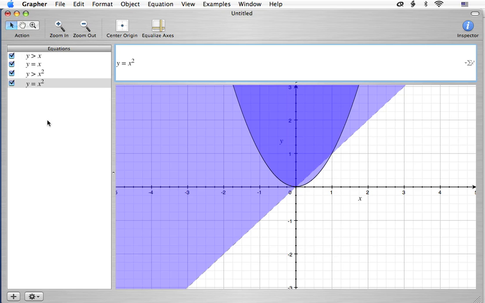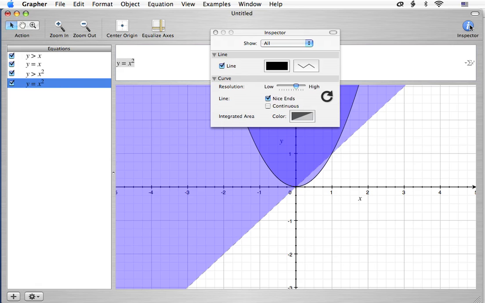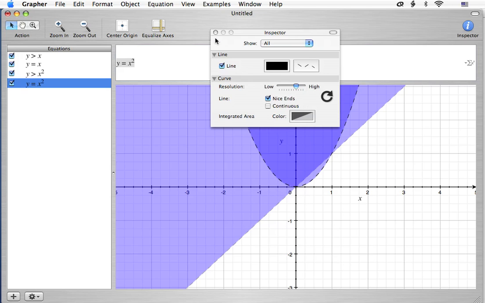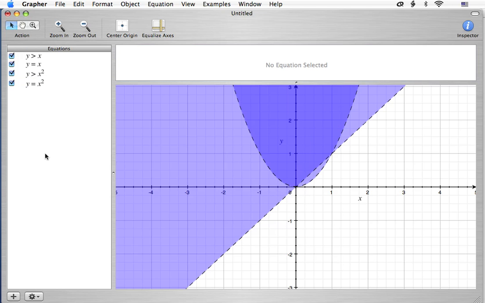Okay. Now, if this was greater than or equal to, that would be fine. If I want to have this just be y is greater than, I can come over here and dash that line. Okay, and there you go. So now we could see that the graphical solution to these two inequalities would be this region here.